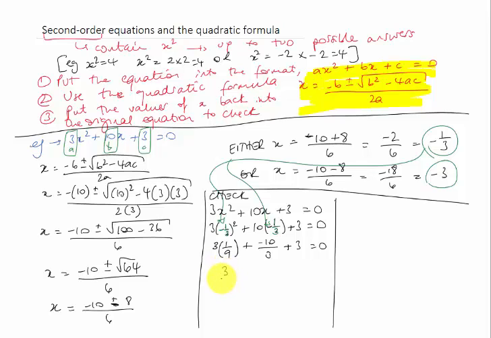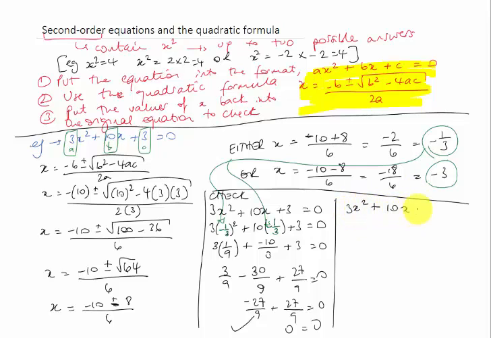So to add these together we need to give them a common denominator, which would be 9. So 3/9 minus 30/9 plus 27/9 is equal to 0. So indeed that would give us minus 27/9 plus 27/9 equals 0. So 0 equals 0, correct. And then we can do the same in the other one in the same way.